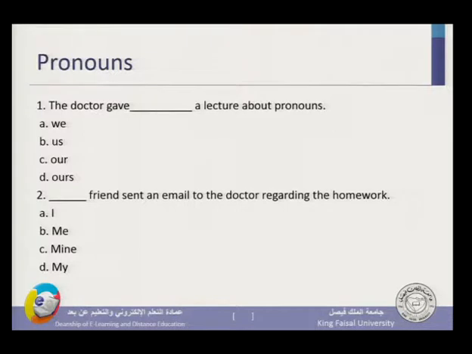In other words, my is to be followed by a noun. My friend. Mine could not be followed by a noun. So the answer is my friend, which is a possessive pronoun.